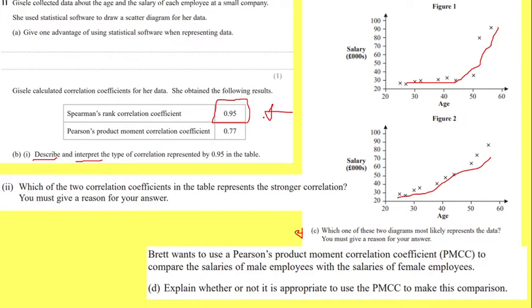Okay. Brett wants to use the Pearson's product moment correlation coefficient to compare the salaries of male employees and female employees. Explain why it's not appropriate. Well, essentially because you need bivariate data for Pearson's product moment correlation coefficient.